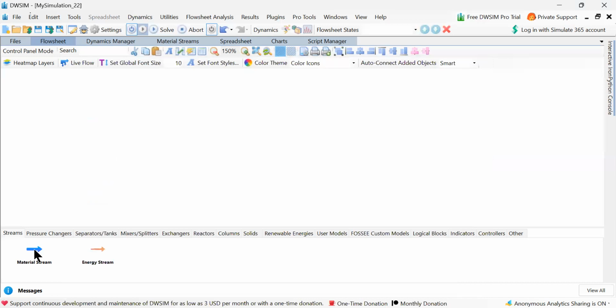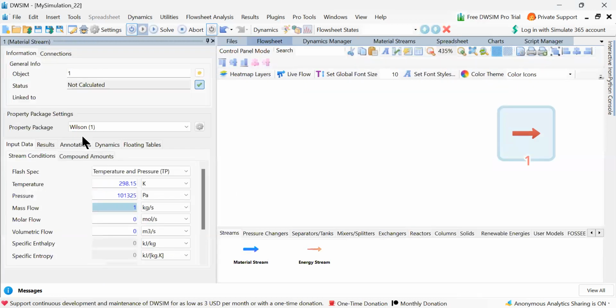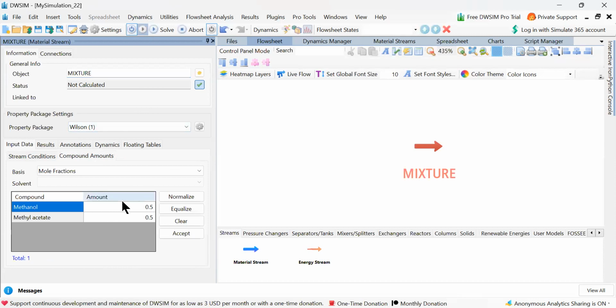Now let me take this material stream and drag it under the process flow sheet window. Let me make it bigger so that it is visible to you. Now this is a mixture. I click on this. Now I am getting a material stream window. I take this as mixture, press enter. Now I said this is Wilson. Now the stream conditions, compound amounts. Let's go to the compound amounts.